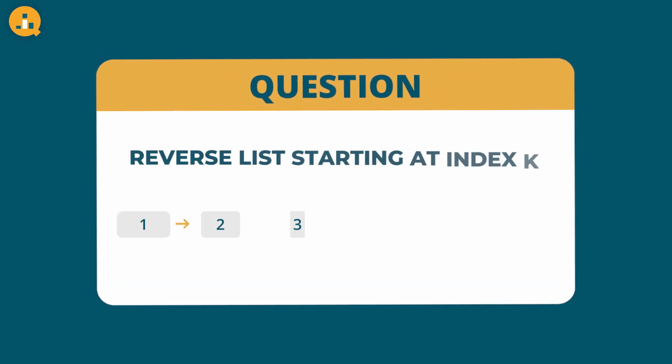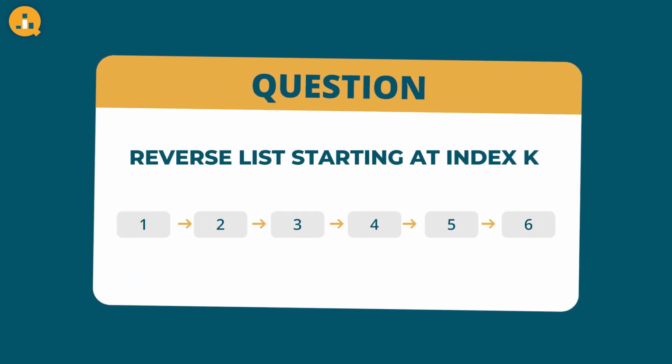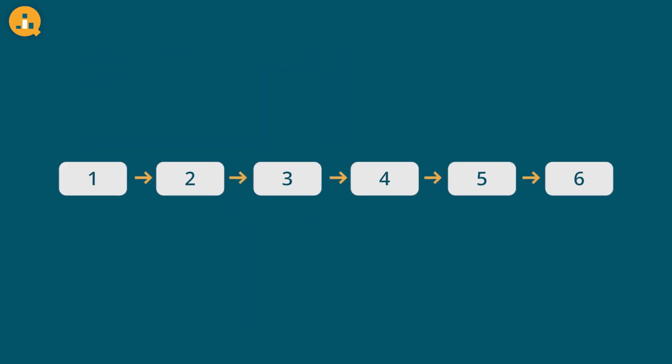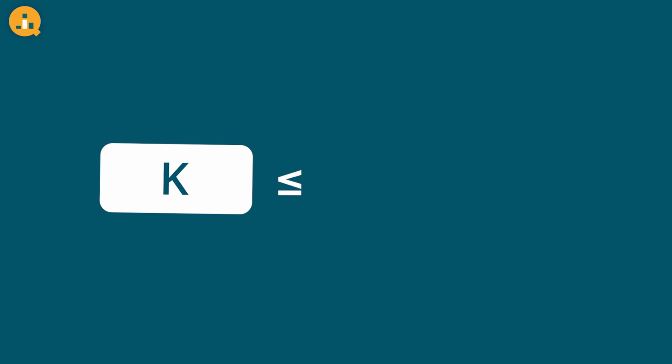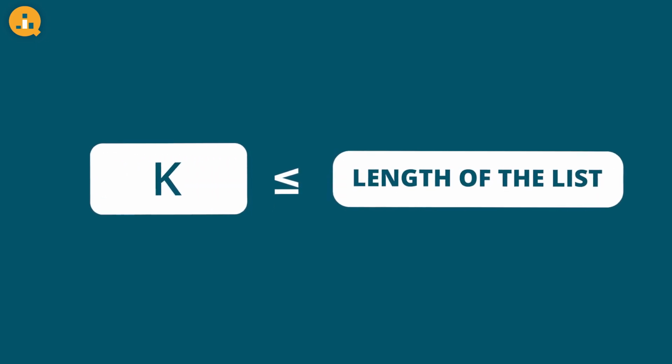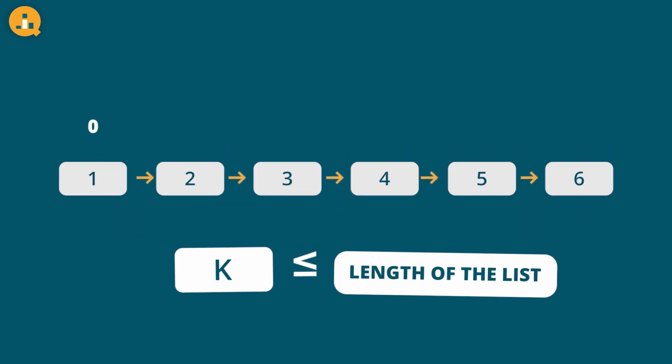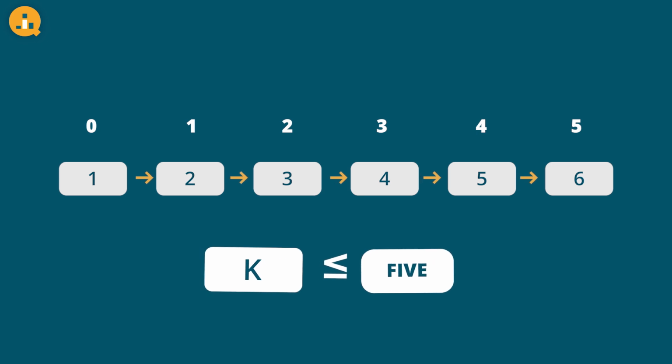This question, the title says reverse list starting at index k. Now, in this question, you are given the head node of a singly linked list and a natural number k. K will always be less than or equal to the length of the list. K is less than or equal to the number of nodes in the singly linked list.